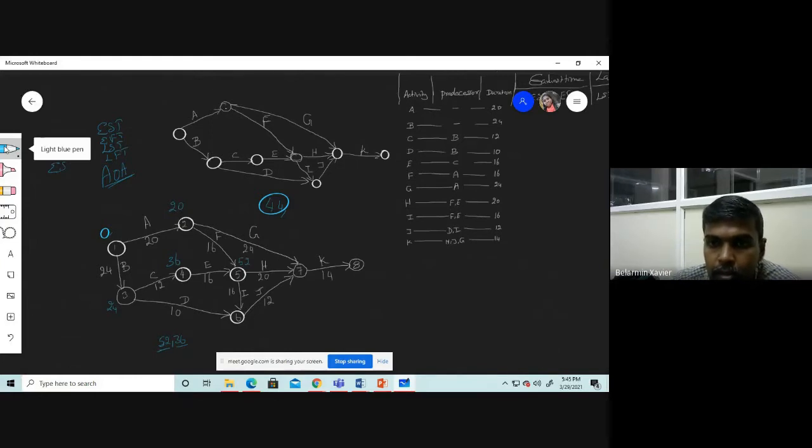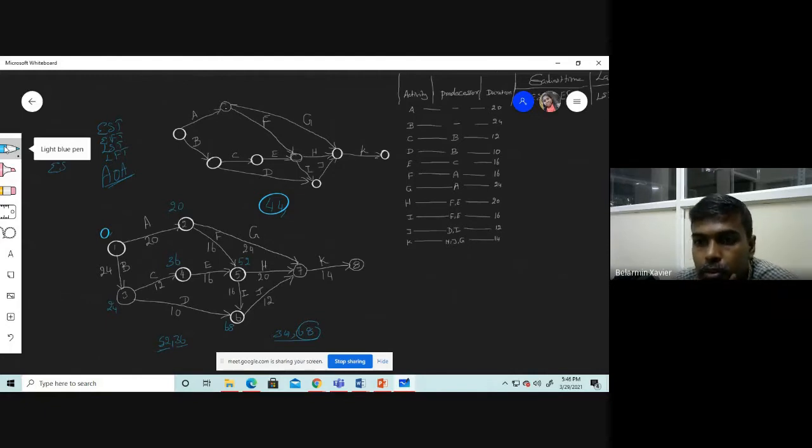Okay. When you consider the activity, 24 plus 10, that is 34 will come, but still activity I is there, that is 52 plus 16, that is 68 will come, right? So which one we have to choose? The maximum one, 68. So I'm choosing 68.